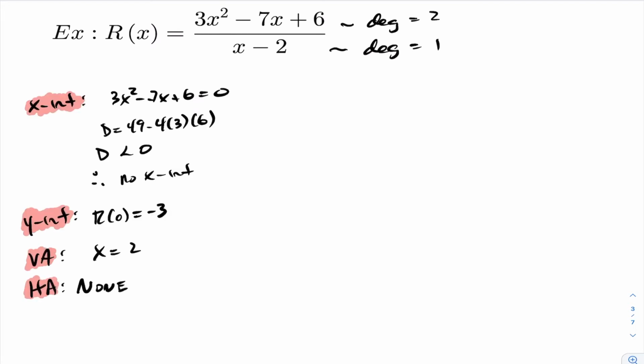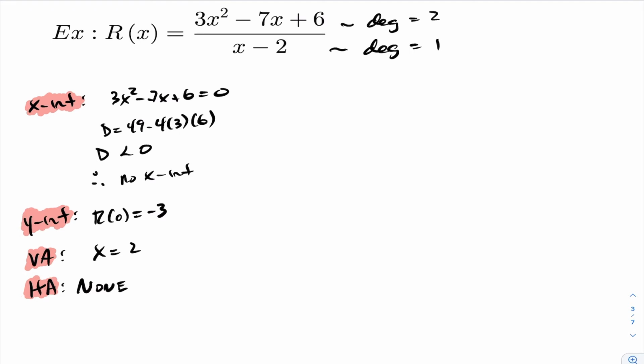All right, finding my x-intercepts, I set the numerator equal to 0 and went to factor that. We saw the discriminant was less than 0, so there are no real roots, so this rational function will not cross the x-axis. Finding my y-intercept, I set x equal to 0 and got a y-intercept of negative 3. A vertical asymptote exists when x is 2, and there's no horizontal asymptote. You cannot have a horizontal asymptote and a slant asymptote at the same time.